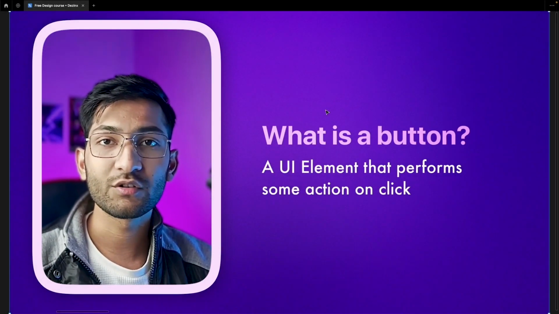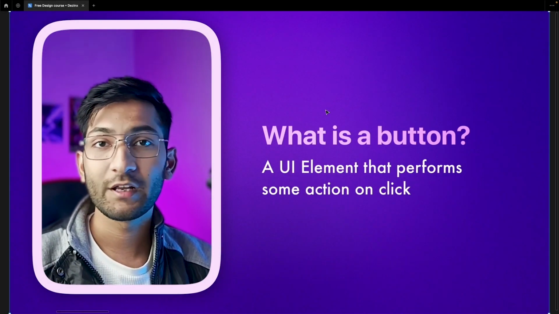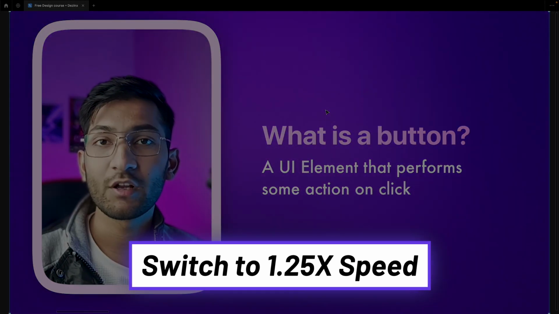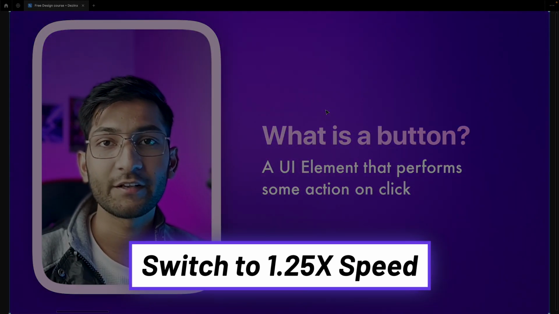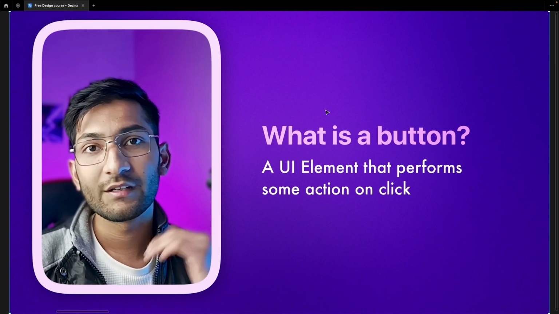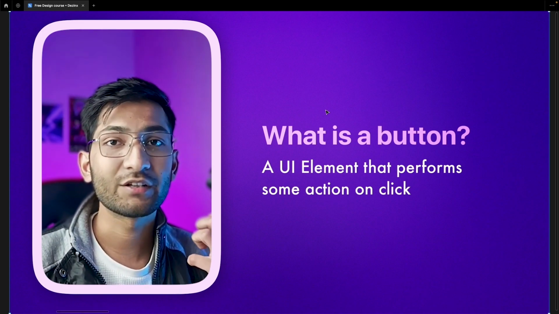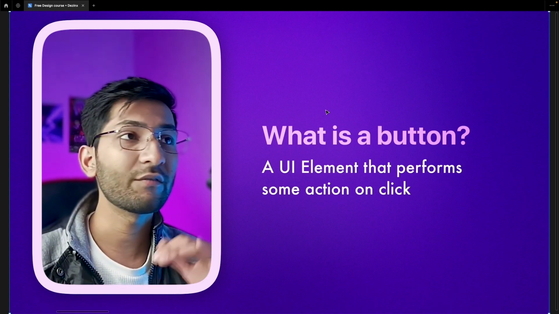Starting with a very basic question, what is a button? A button is a UI element that performs some kind of action when you click on it. Now that action can be of any kind. It can navigate you to another page, you can confirm or decline an action, or you can enable or disable something. So there are various types of actions.